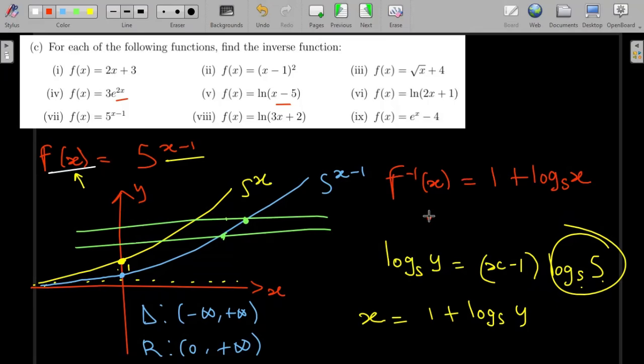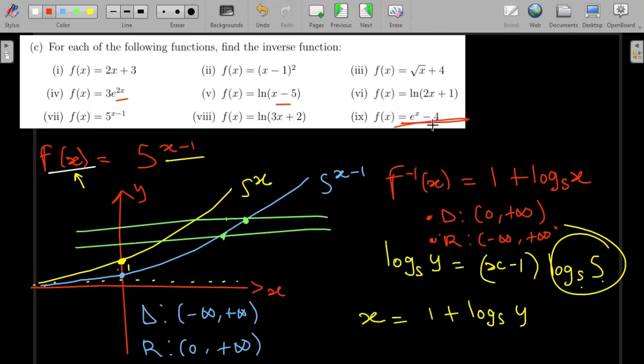What will be the domain of this? It will just be the range that we had here. So the domain here will be 0 to positive infinity, and then the range will be minus infinity to positive infinity. So that's what we have there.